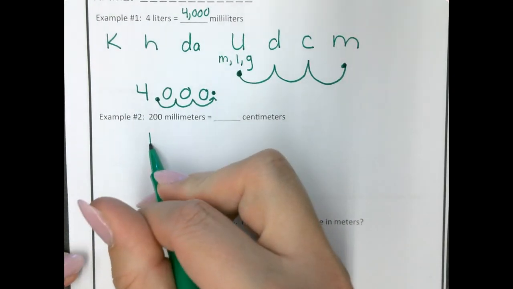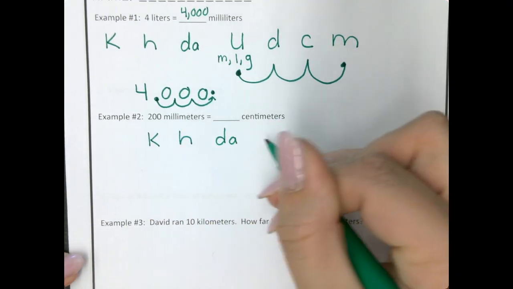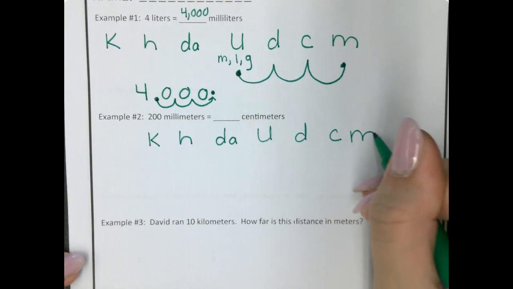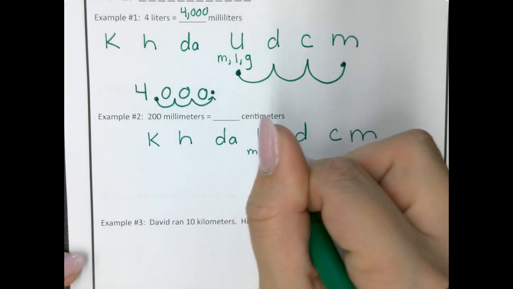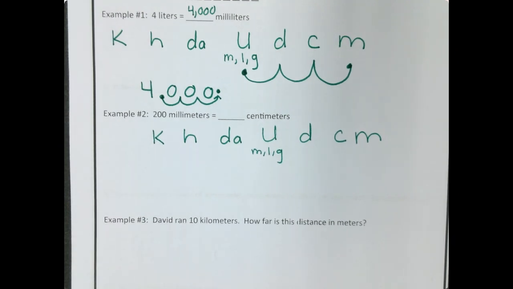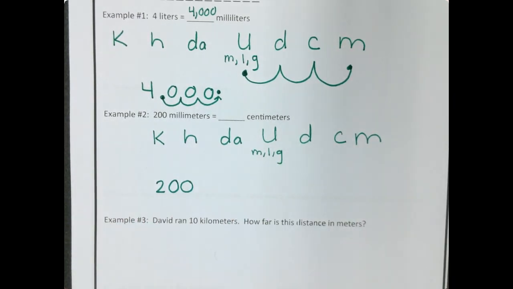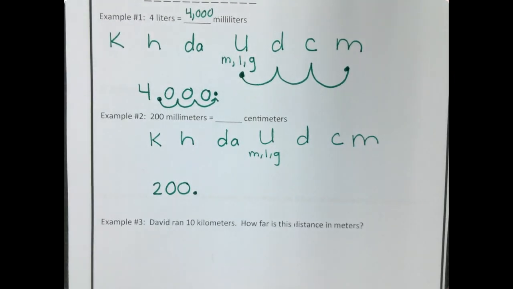Let's write our King. What are our words? King Henry died unusually drinking what? Chocolate milk. I'm going to put MLG under here just so I know that. And our number that we're working with is 200 milliliters. Where's our decimal here? Back, right here. We don't place that decimal anywhere else until we move the hops.